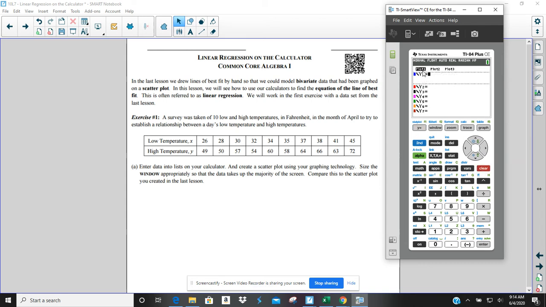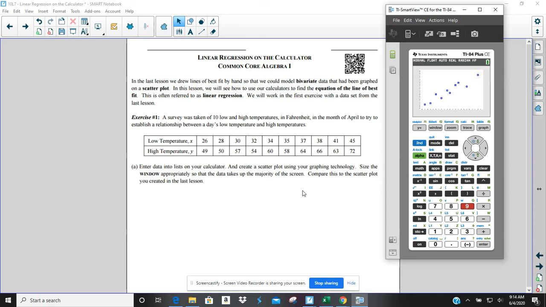Do you see how plot 1 is highlighted? That means that I now have that plot there. So it's going to mess up things going forward. I'll show you how to turn it off in a moment. So I'm going to hit zoom 9 again. Okay. There's my data. And it asks us to compare it to the previous lesson's graph. So take a look at your previous lesson, see how it looks. It should look the same, right? So fine, so we're good.